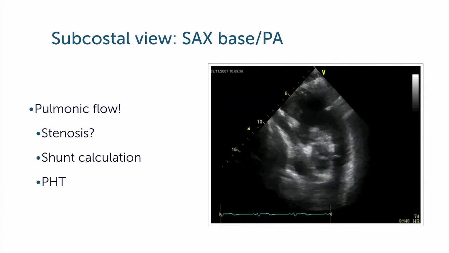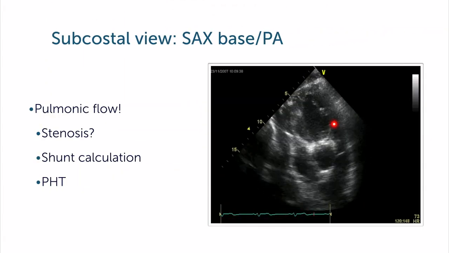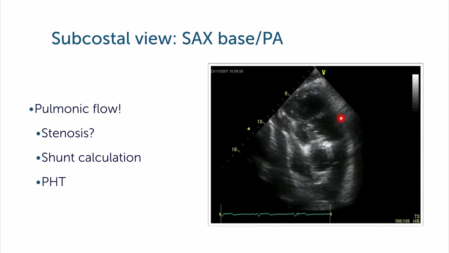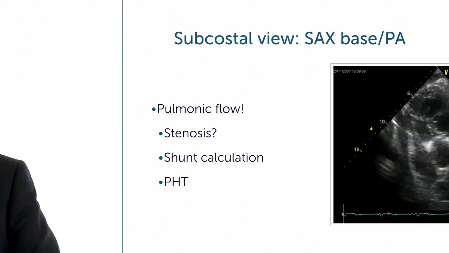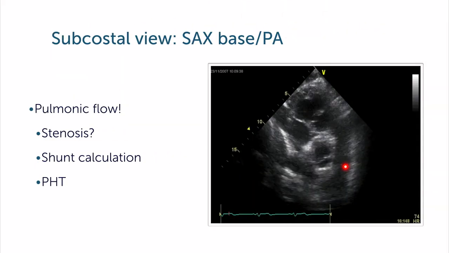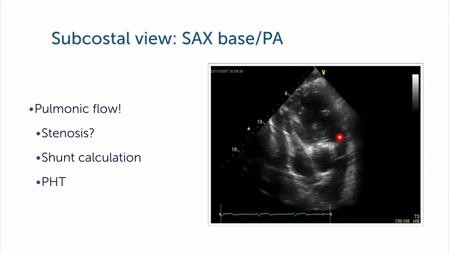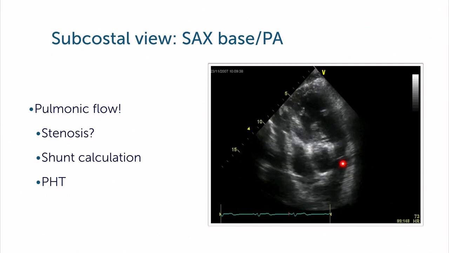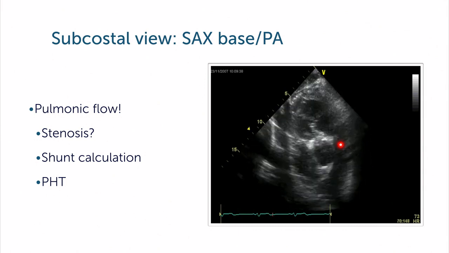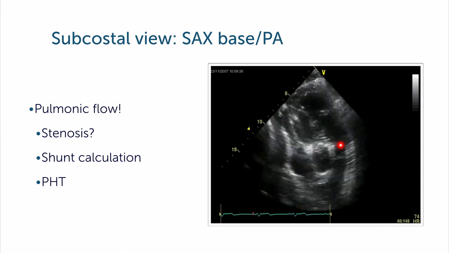So why is this view important? Because we want to assess pulmonic flow. There's probably no better way of looking at pulmonic flow than from the subcostal view. I even prefer this view, if it's possible, to the parasternal view of the pulmonary artery. Here we can detect stenosis, here we can even perform shunt calculations, we can look at the acceleration time to detect pulmonary hypertension, and much, much more.